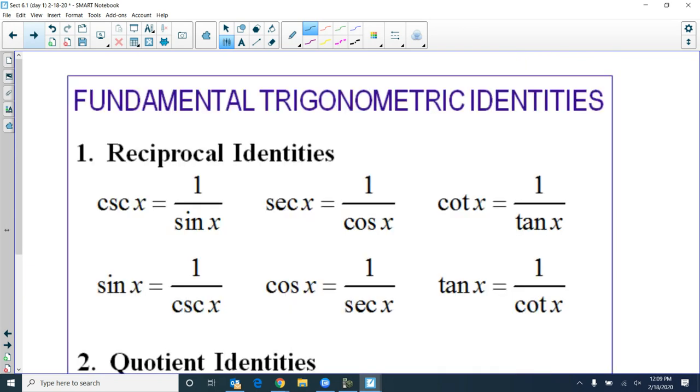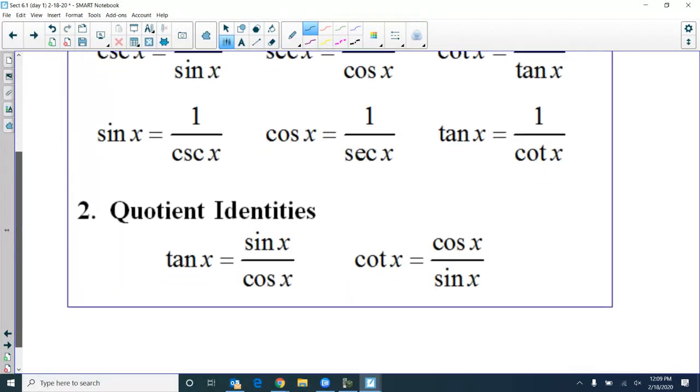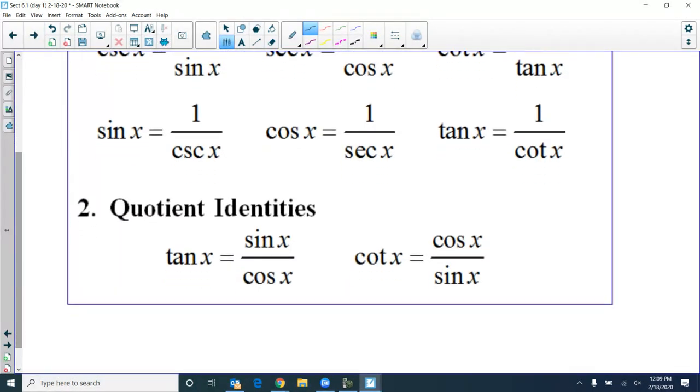This just lists what you have on your paper. You need to know and be able to use all of these. Quotient identities, especially important. Tangent is the same as sine over cosine. And cotangent is the same as cosine over sine. Don't lose this, especially if you take calculus next year. You'll want this, and I won't give you another one, so don't come ask me for it. This is your one and only. Okay, so if you lose it, you're on your own for that.